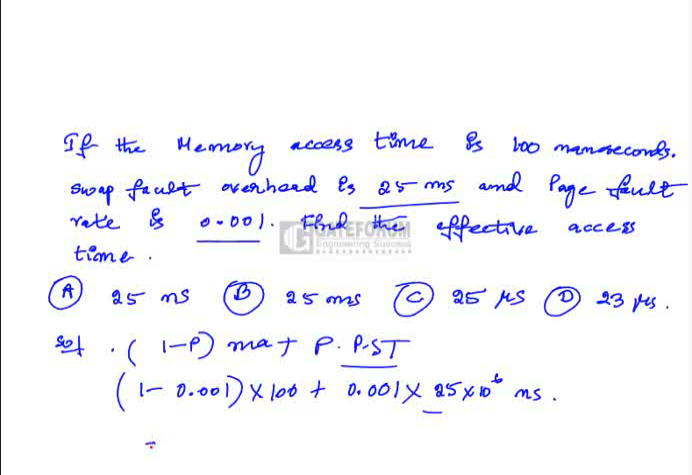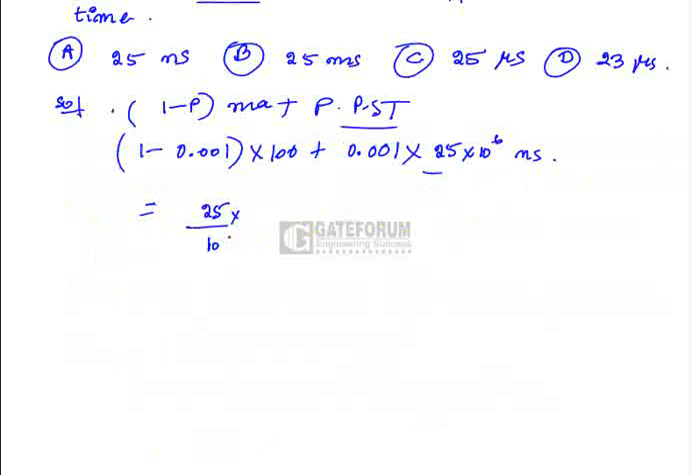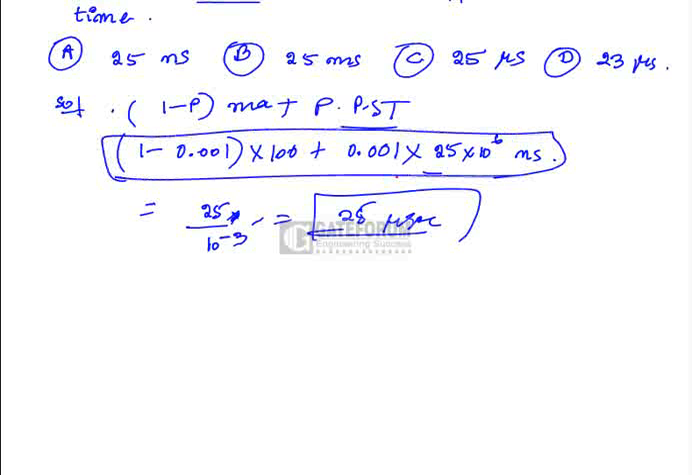So finally we will get around 25 into, divided by 10 power minus 3, something like this. This will be around 25 microseconds. The result of this evaluation will be 25 microseconds. Option C is the right option.